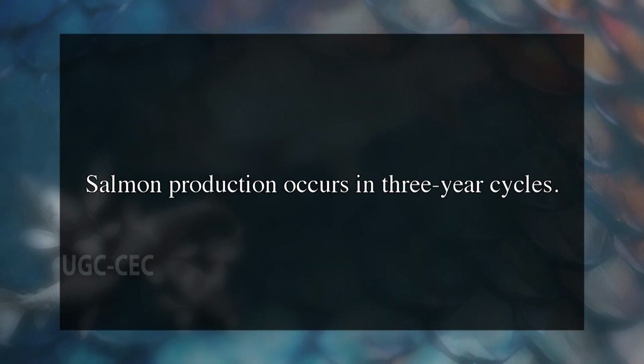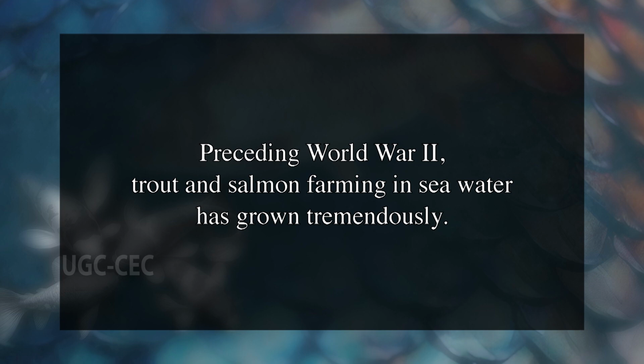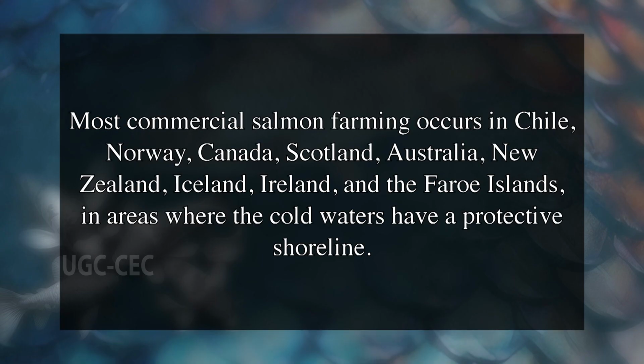Salmon production occurs in 3-year cycles. The first year is similar to that of the young trout and occurs in controlled freshwater environments. The salmon are then transported to seawater cages for the rest of the cycle. Since the period preceding World War II, trout and salmon farming in seawater has grown tremendously. By the first quarter of the 21st century, about 60% of all salmon production worldwide was from farmed fish. Most commercial salmon farming occurs in Chile, Norway, Canada, Scotland, Australia, New Zealand, Iceland, Ireland, and the Faroe Islands.